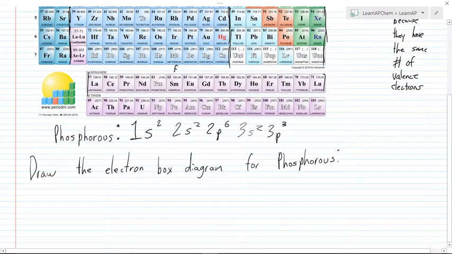So let's draw the electron box diagram for phosphorus. Unless somebody has more questions. Again, this is not supposed to be me just spouting off whatever I want to talk about. This is your live stream. So if you have questions, ask away. If you don't, that's fine. I'll continue to talk. Okay, so we have another question.